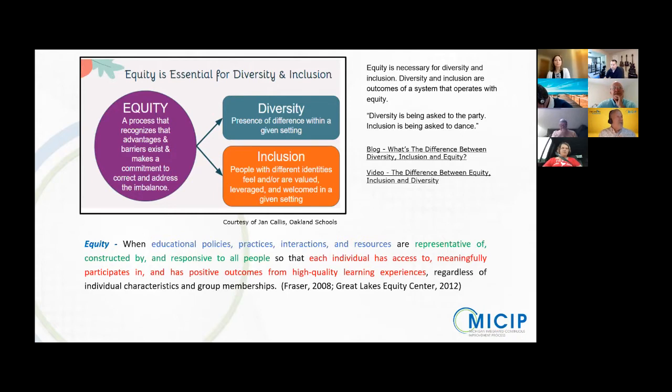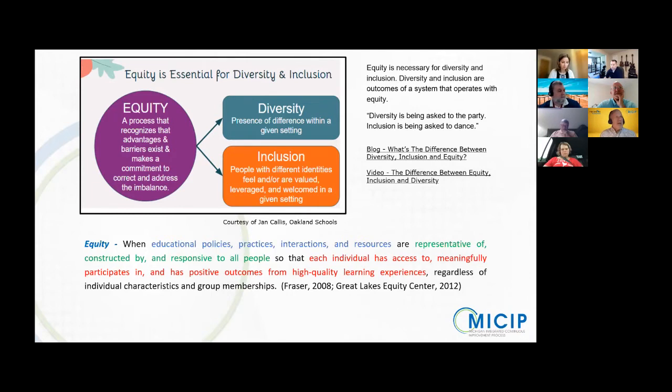So you see there that diversity is really a fact of life. Okay. Diversity just is the presence of difference within a given setting. It's a fact of life. It's really not disputable. But then inclusion is what happens as a result of that. So what happens when we're addressing those various differences? So inclusion, therefore, as you see, is people with different identities that feel valued and leveraged and welcomed in whatever that setting is that you're dealing with. And so again, in order to have diversity and inclusion, you need to have equity.